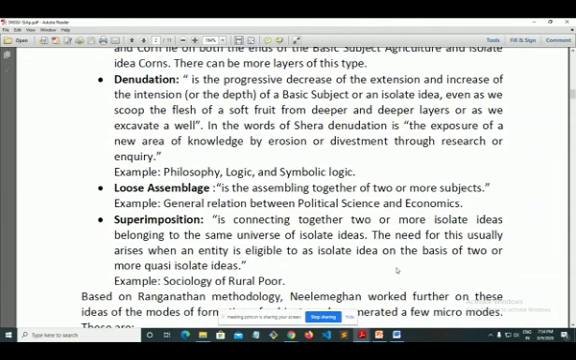Loose assemblies. Loose assemblies is the assembling together of two or more subjects. For example, general relation between political science and economics.